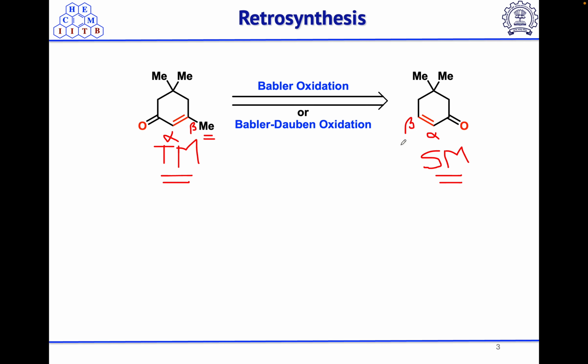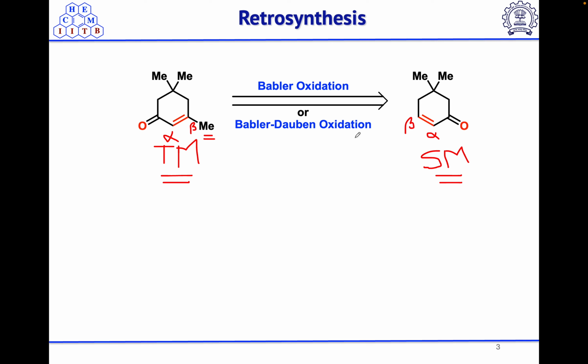How can we install it? Simply, we can add methyl magnesium iodide, a Grignard reagent, in the presence of copper iodide. But what will happen? You will get the methyl group, but the double bond will vanish, so we will not get the exact target molecule. So what else can we do? There is one known reaction called the Bühler oxidation, also known as the Bühler-Dauben oxidation.